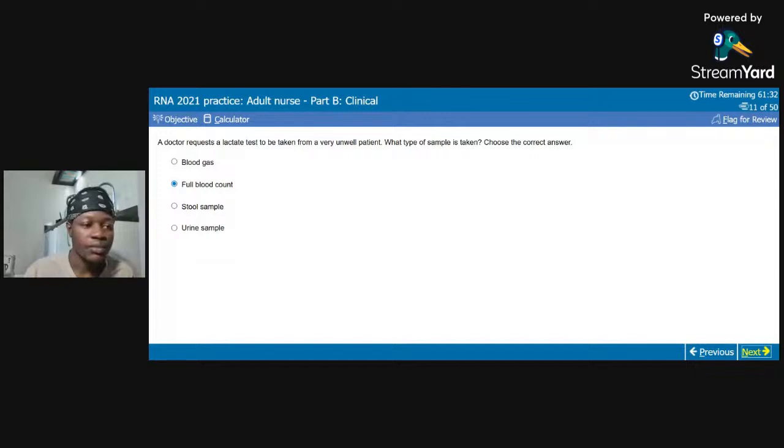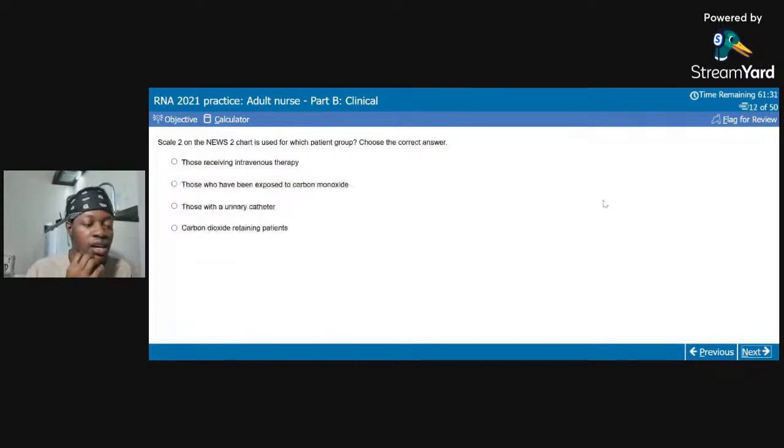Sorry, I'm getting a bit distracted. Scale 2 on the NEWS2 chart is used for which patient group? So the NEWS2, I already made a video on this. It's something that is used to monitor oxygen levels. So it's for those with carbon dioxide retaining patients.